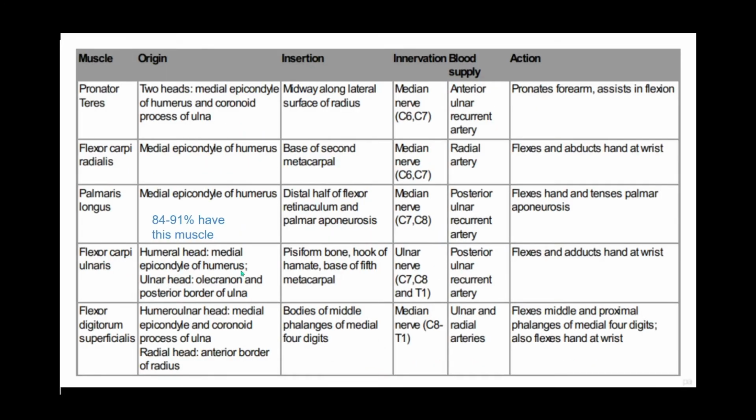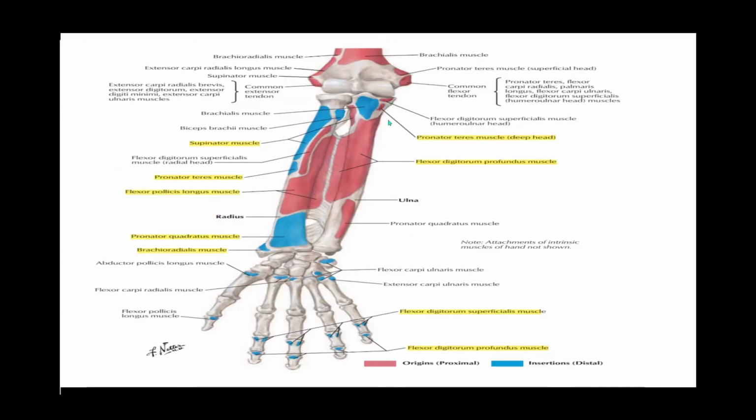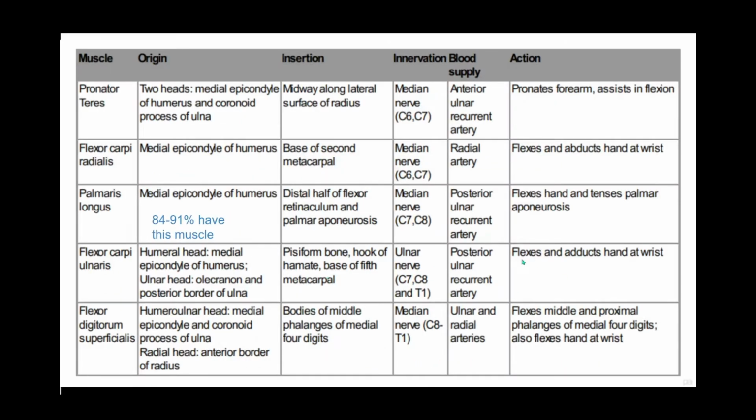So the flexor carpi ulnaris inserts into the pisiform bone, the hook of hamate, and the base of the fifth metacarpal. So you can see the flexor carpi ulnaris comes this way on the ulnar side of the forearm and inserts. That's the pisiform. It has a tripartite insertion: into the pisiform bone, into the hook of hamate, and into the base of the fifth metacarpal, and it contributes in flexing the wrist and adducts the hand at the wrist.